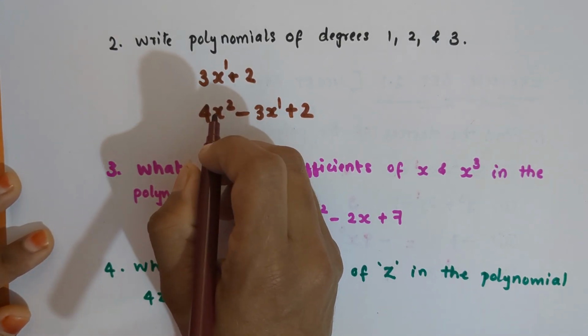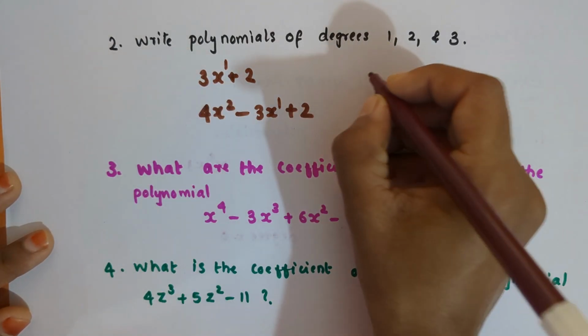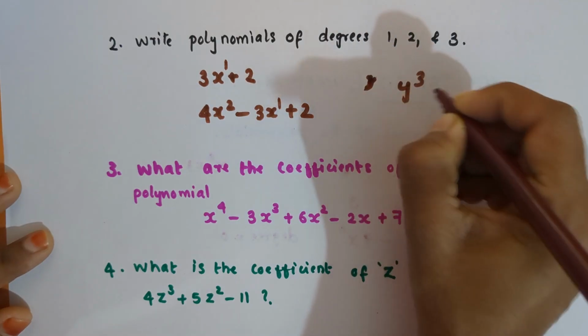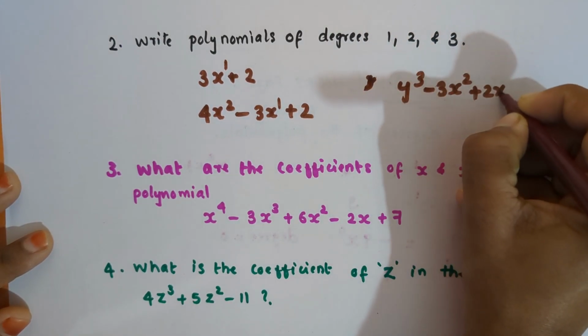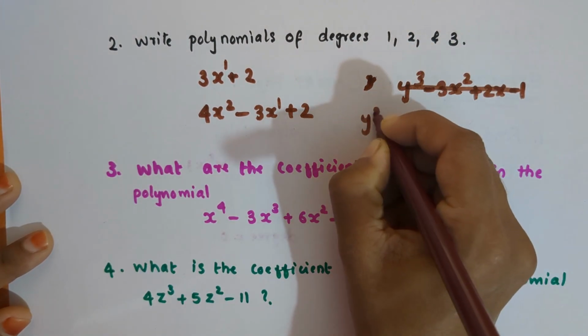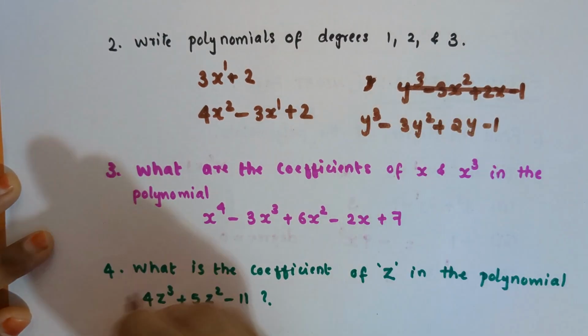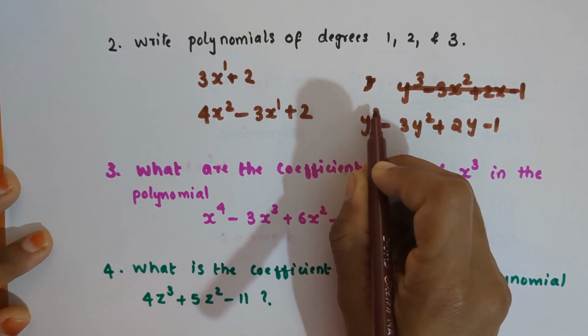Now what about a polynomial of degree 3? The highest power of the variable should be 3. So I am writing a polynomial here. I'm writing it as y cube minus 3y square plus 2y minus 1. Here the variable is y. This y is having a power 3.